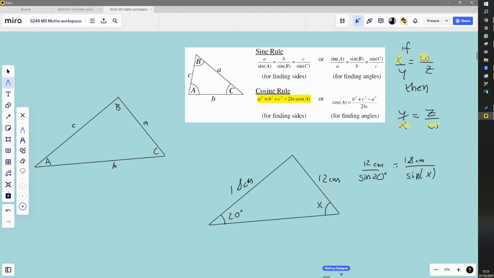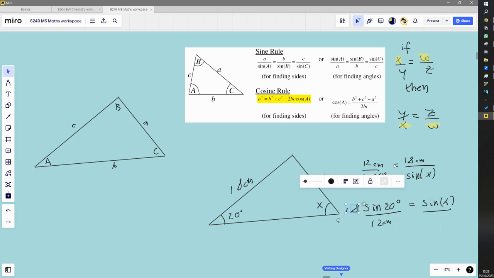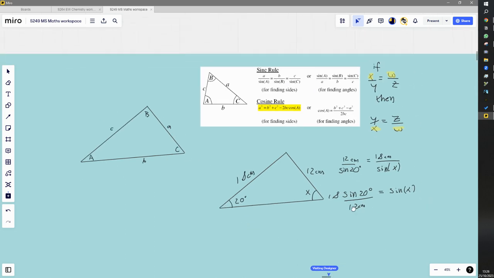So rearranging this, I can flip it around and do the right-hand version. So sine 20 degrees divided by 12 centimeters is equal to sine of x over 18. And then I would just multiply both sides by 18. That gives me sine x, and then I can do the inverse sine of it, and that will give me x. So that's me applying the sine rule.